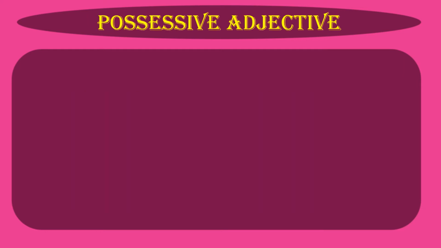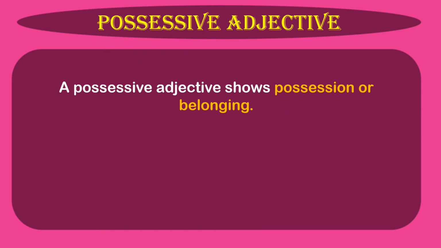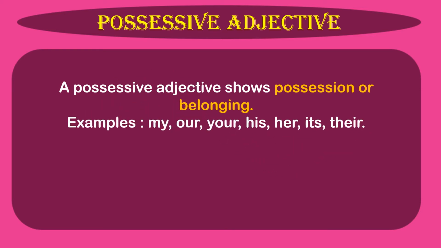Now next one is your possessive adjective. Possessive is used for showing possession, ownership. A possessive adjective shows possession or belonging or ownership of something. Examples are my, our, your, his, her, its, their. These are the examples of possessive adjectives.